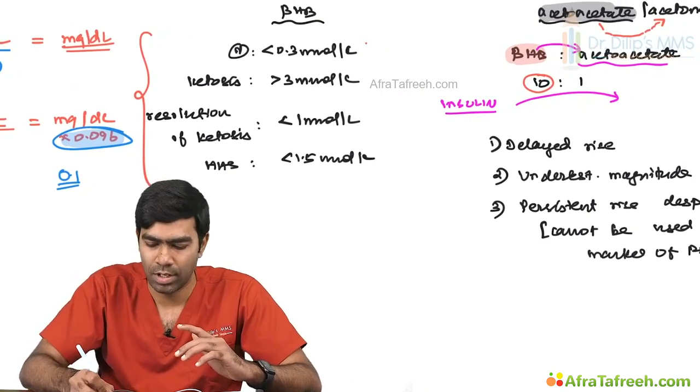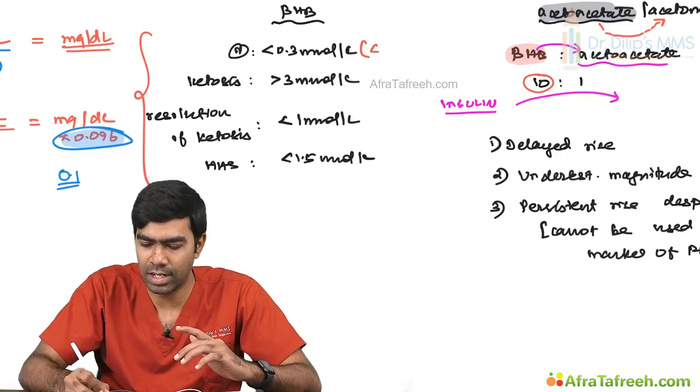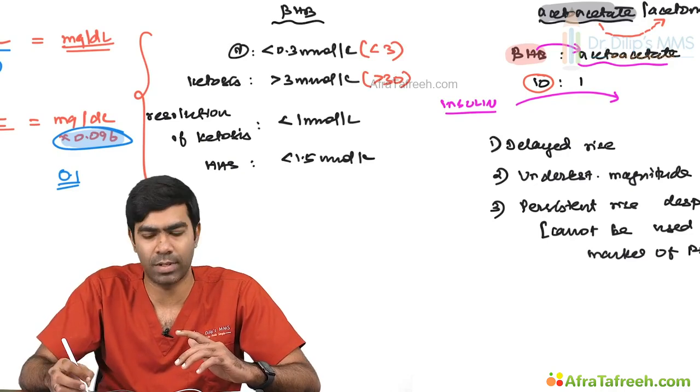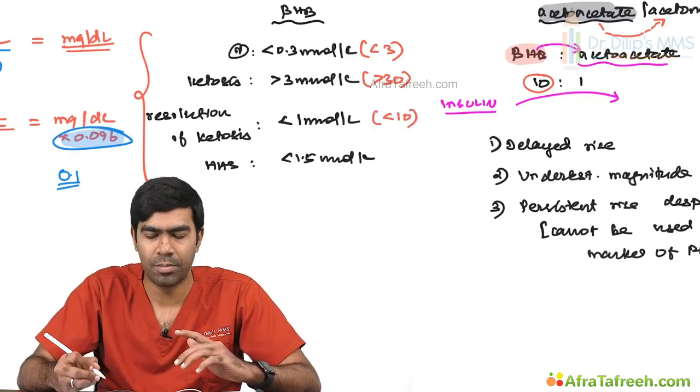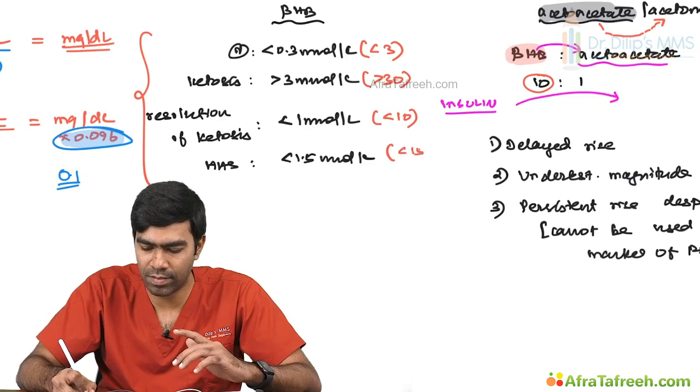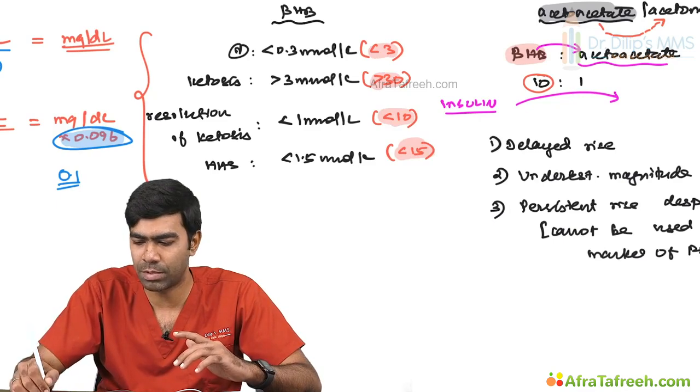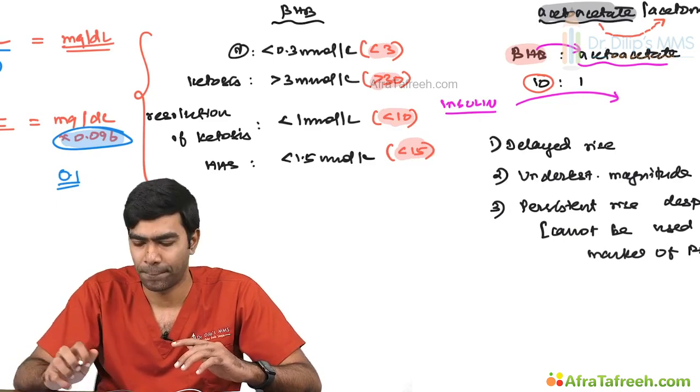So here I can write less than 3 milligrams per deciliter. Here I can write more than 30 milligrams per deciliter. Here I can write less than 10 milligrams per deciliter, and here I can write less than 15 milligrams per deciliter approximately. These are the converted values to milligrams per deciliter.